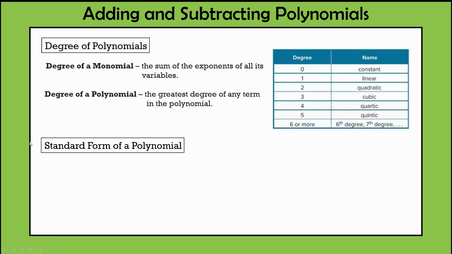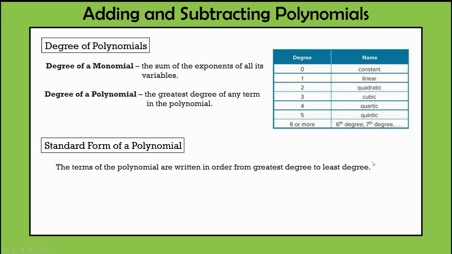Okay, next idea is standard form of a polynomial. We all want to be able to write our answers the exact same way, and to write them the same way, we have what we call a standard form. So when everybody is writing their answers, they'll all look exactly the same. There'll be no variation to it. Here's how we do standard form. We take the terms of the polynomial, however many terms there may be, and we put them in order from the greatest degree to the least degree. So we go biggest degree down to the smallest degree.